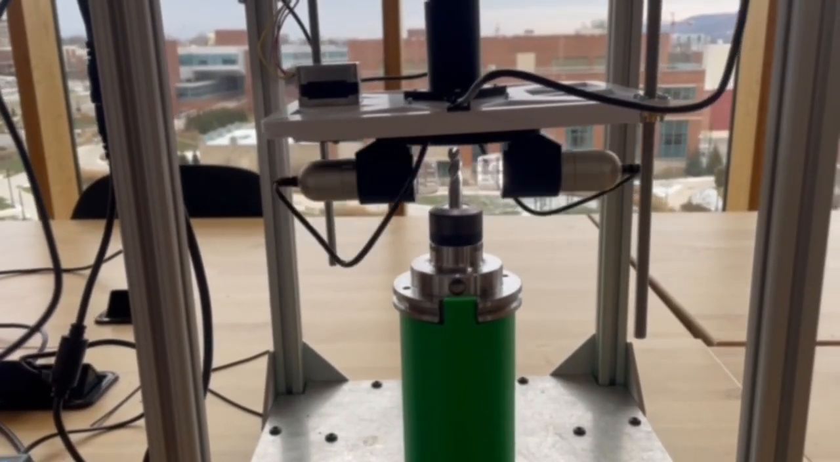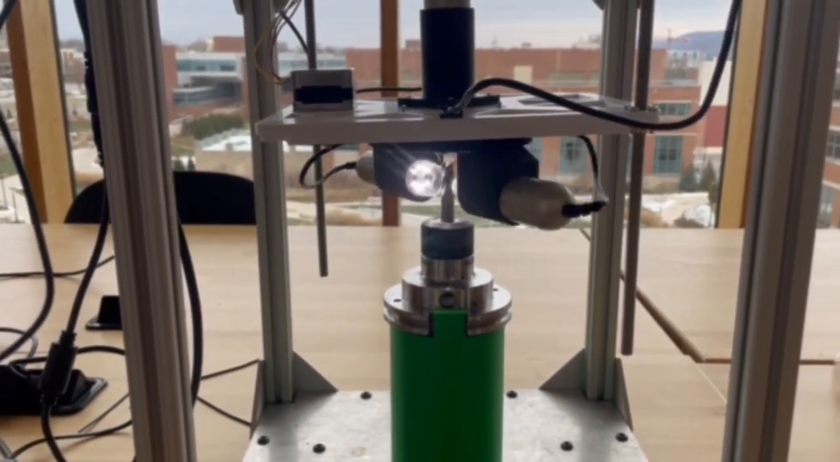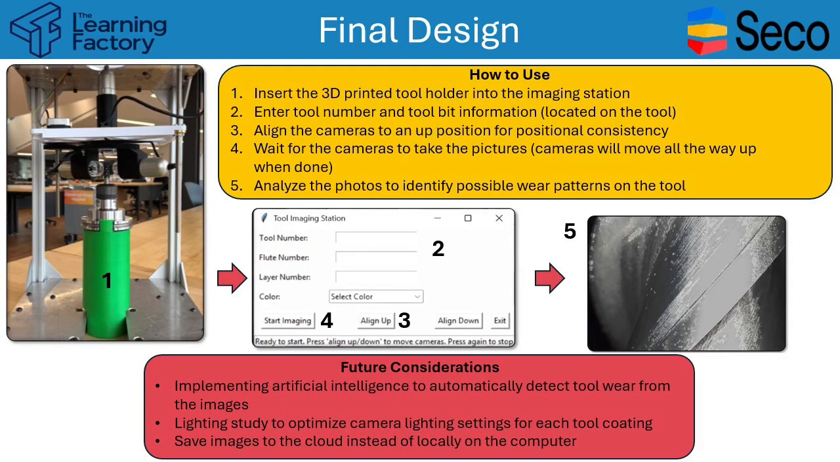The user interface will notify the user when it has completed the imaging. Lastly, look over the images within the file database to analyze each image for tool wear and validate the tool geometry. For future improvements to the system, we've thought about implementing artificial intelligence to automatically detect tool wear from the images.